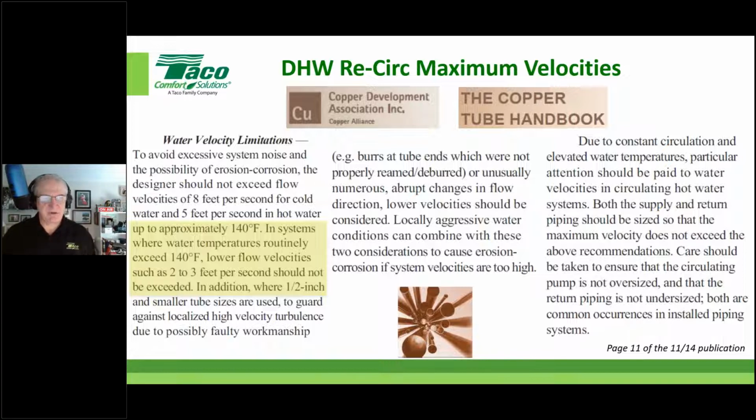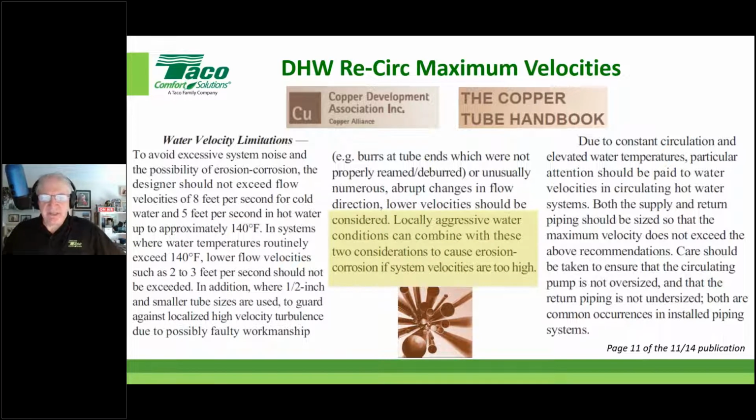In systems where water temperatures routinely exceed 140 degrees, lower flow velocities, such as 2 to 3 feet per second, should not be exceeded. And now this is your cold and hot water delivery. This is your fixture stuff, okay? Your supply piping that you would have to respect if you did not put in any domestic hot water recirculation at all. So those are your overall 8 feet per second, 5 feet per second velocity limitations.